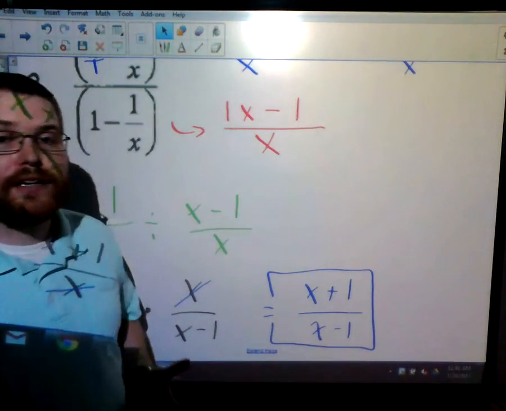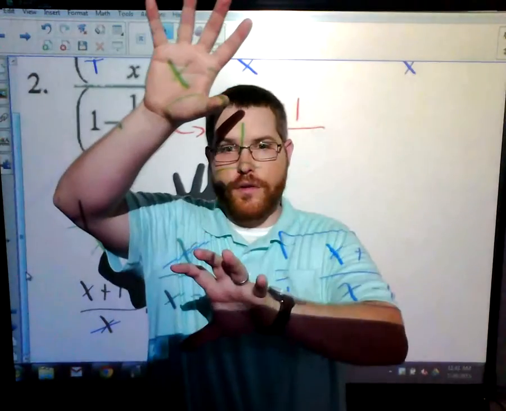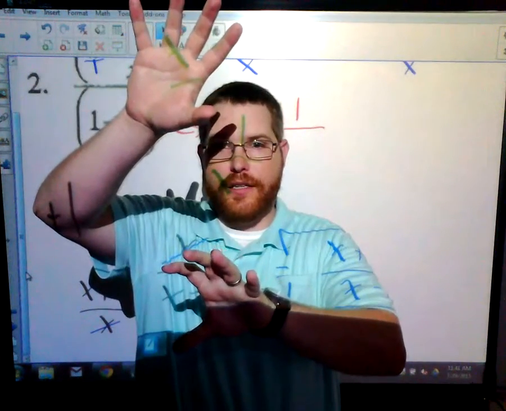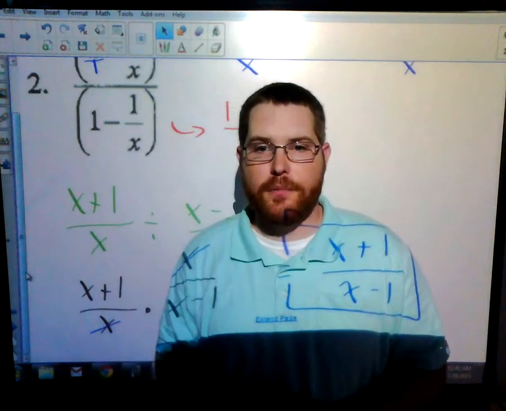We'll do a lot more practice in class, but that's the basic idea. Get one fraction on top, one fraction on bottom by adding or subtracting. Turn it into a division problem, flip it and turn it into a multiplication problem.